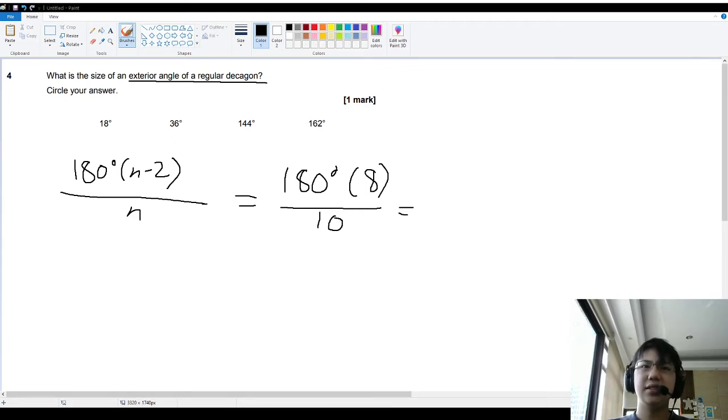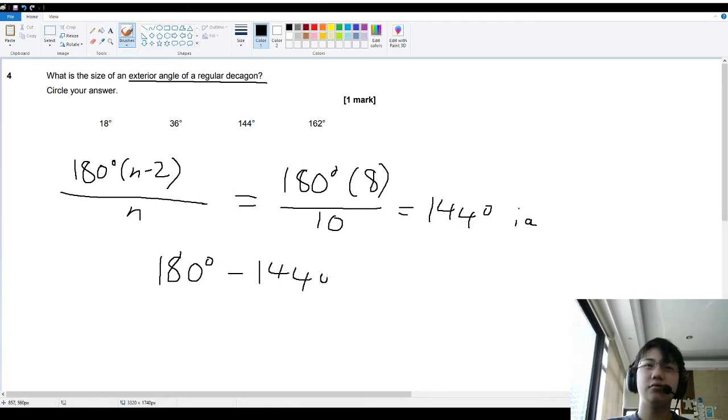And that gives us 144 degrees per interior angle. So to calculate the exterior angle, we take 144 away from 180, which gives us an exterior angle size of 36 degrees, hence giving us our answer.